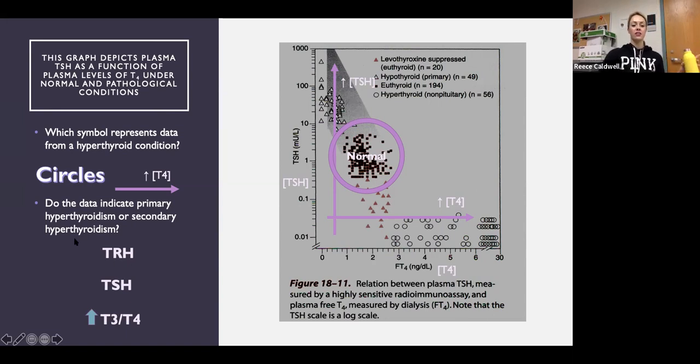We are increasing the release of thyroid hormone if we have hyperthyroidism. So we start with T4 or T3. If we have increased release of T3, T4, that means we'll have decreased release of TRH because that works through a negative feedback loop. Decreased release of TRH means decreased release of TSH. So we draw our arrows.